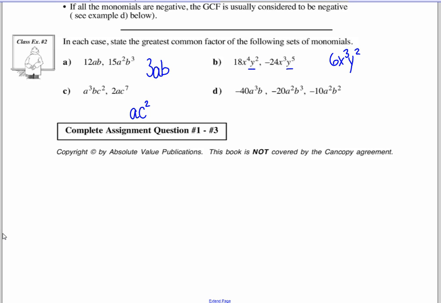And D. If they're all negative, you're going to factor the negative out. It's part of the GCF. So negative 40, negative 20, negative 10. Negative 10. We can divide into all of those. A cubed, A squared, A squared. A squared. Good. B, B cubed, and B squared. Just B. Wonderful.